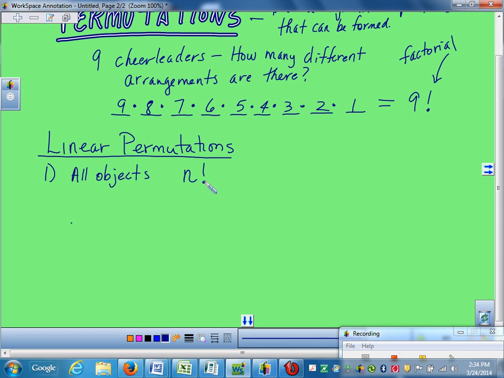Okay, but what if I shorten it up? What if I want to take a smaller group chosen from the larger? So suppose I only want to do an arrangement of 6 cheerleaders chosen from the 9. Does that make a difference?